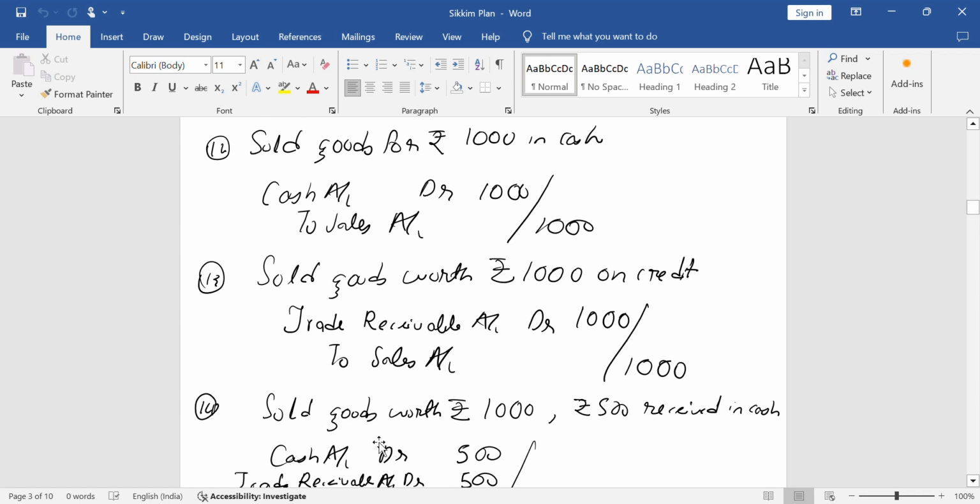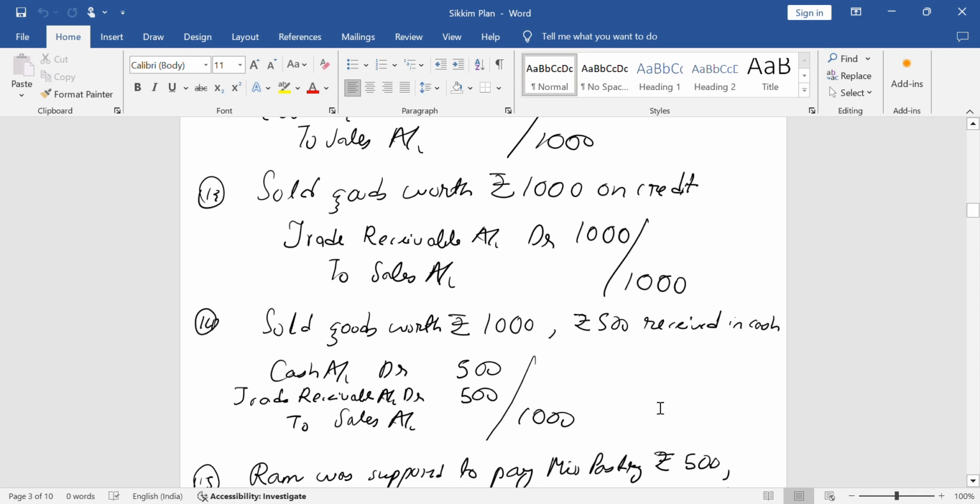Sold goods worth rupees 1000, 500 received in cash. It means we are yet to receive another 500 rupees from the person. So cash account debited, as cash is coming in, so cash account debit. Trade receivable account will be debited because we are supposed to get the money in the future. And then to sales, because our income is increasing by 1000.